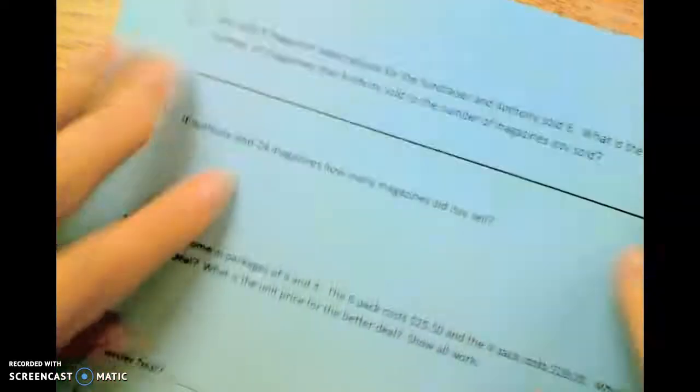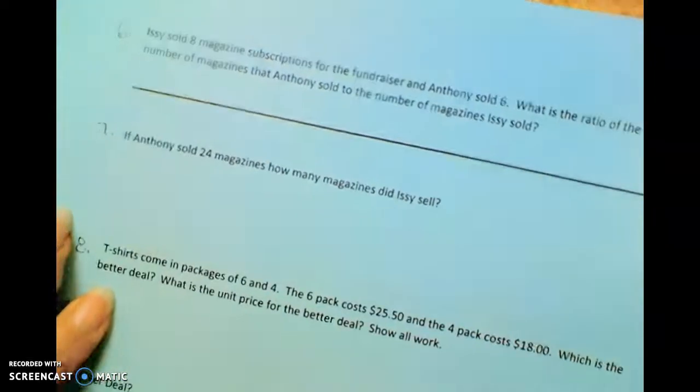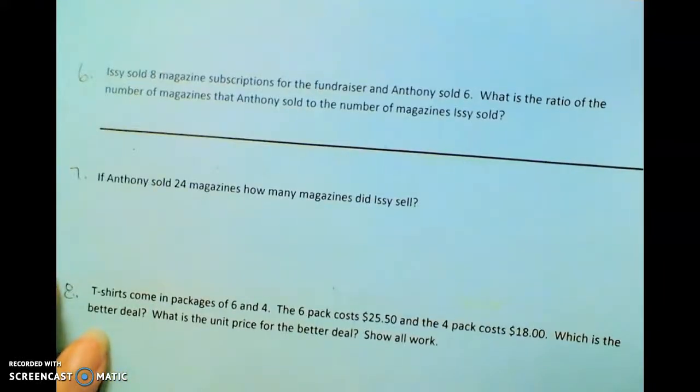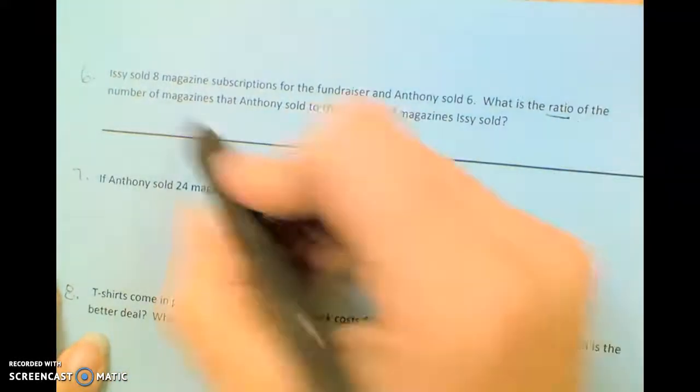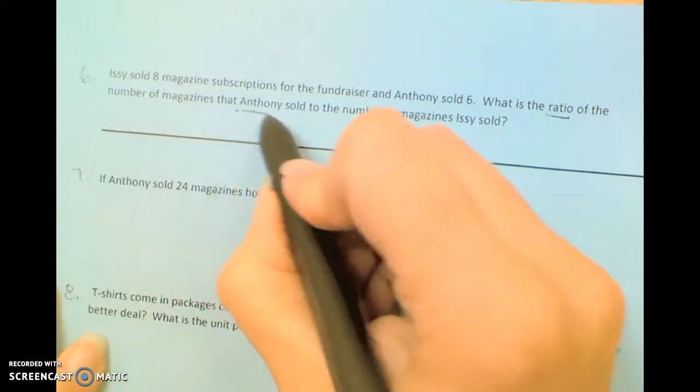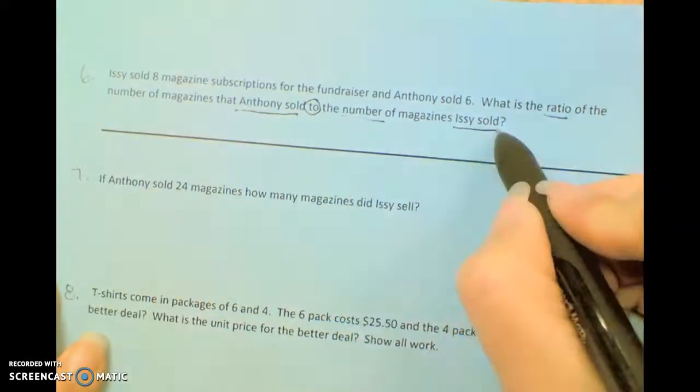On the back, we have Izzy sold 8 magazine subscriptions for the fundraiser, and Anthony sold 6. What is the ratio of the number of magazines that Anthony sold to the number of magazines Izzy sold?